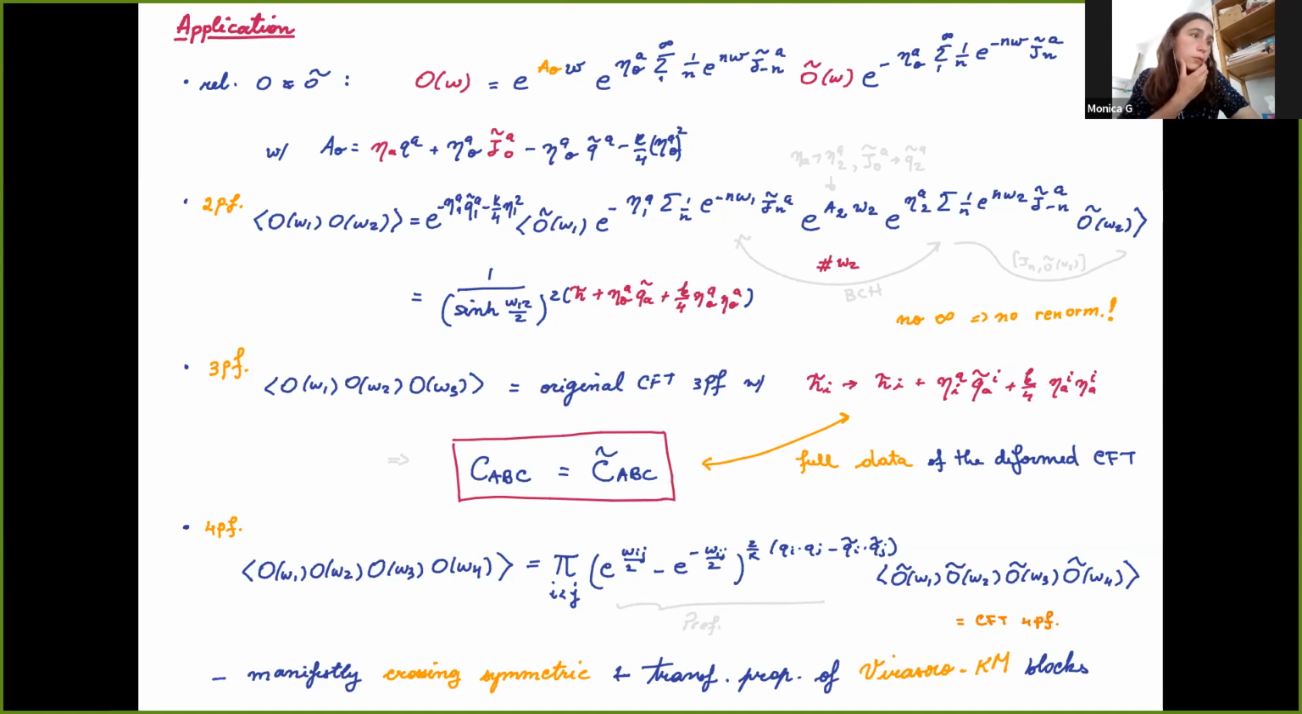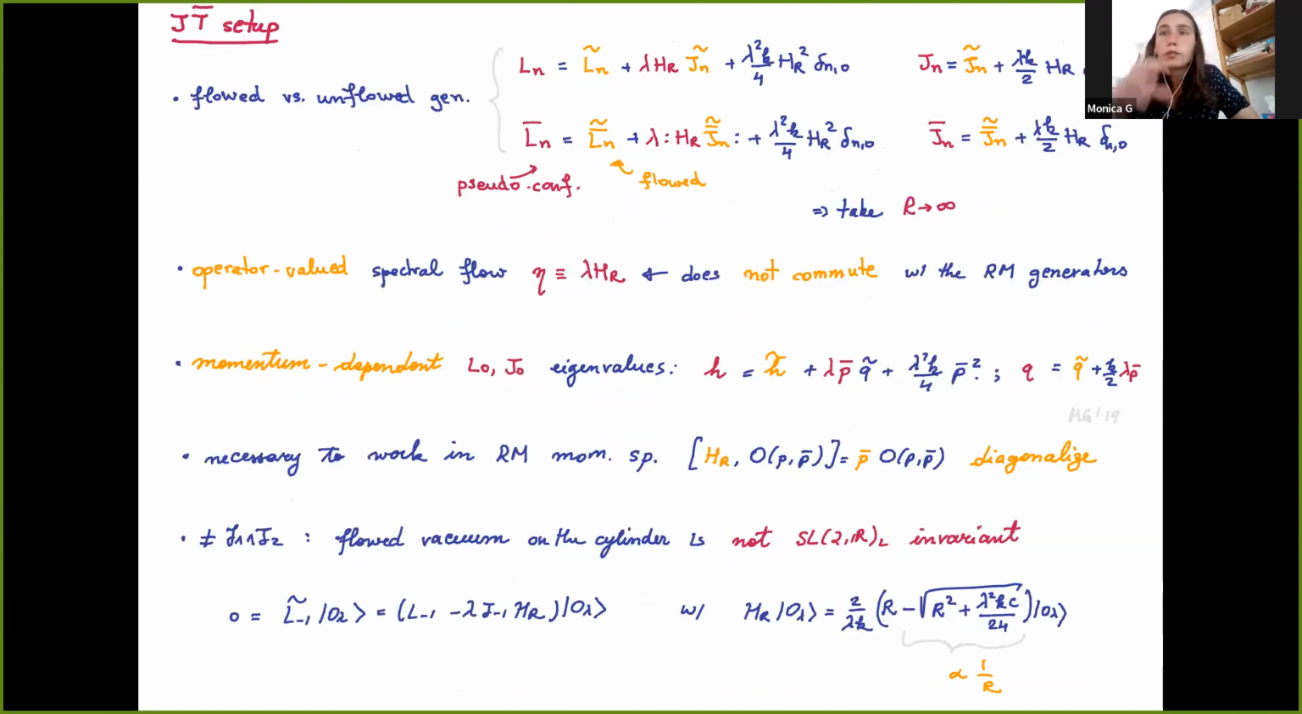Okay, so that was easy. So now we basically want to take this and use it in JTbar. So in JTbar, the setup is very similar. We again have the physical operators, which are the L_n's, which differ from the guys that satisfy the flow equation by this sort of spectral flow relation, except that now the spectral flow is by lambda times the right moving Hamiltonian, which doesn't commute with the right mover. So everything gets a lot more complicated because this is a non-trivial operator.